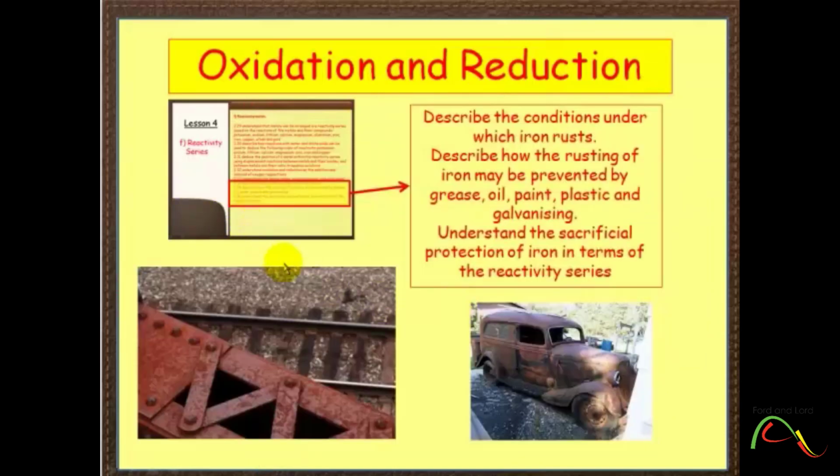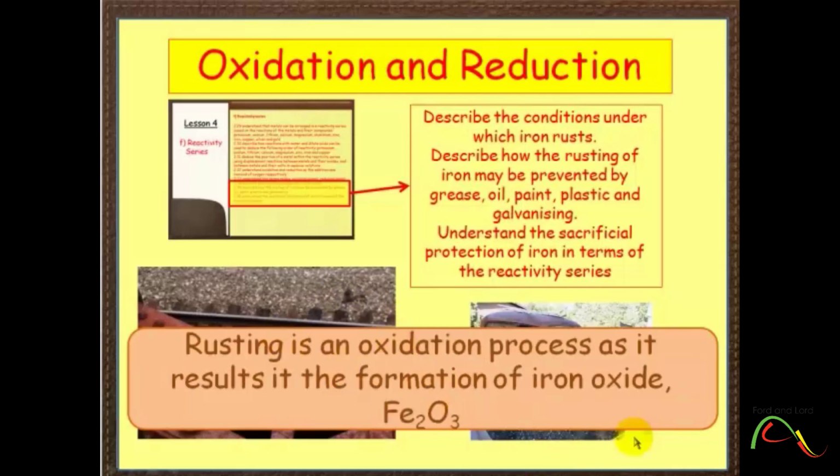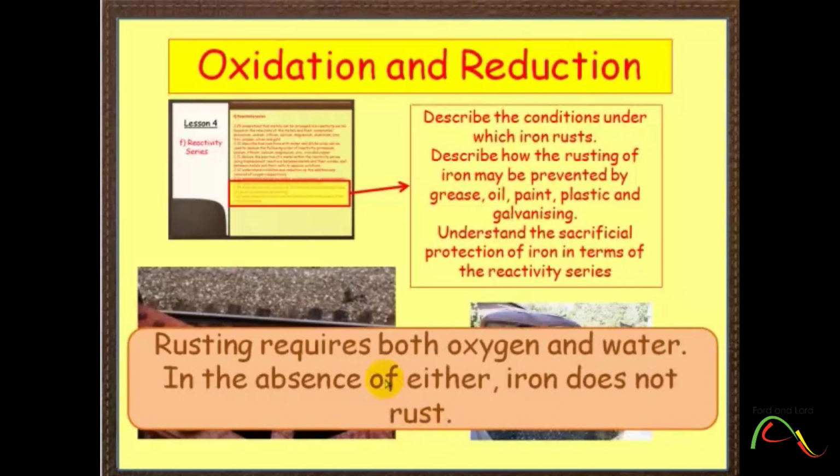Now last little section here, we're going to look at a particular aspect of oxidation, which is described here. We're looking at what's called rusting, and rusting is the corrosion of iron and steel, because what we're forming is an oxide. Rusting is an oxidation process as it results in the formation of iron oxide, Fe2O3. Right, now to get rusting you need two things. You need oxygen and water. If either of those two are missing, iron doesn't rust.